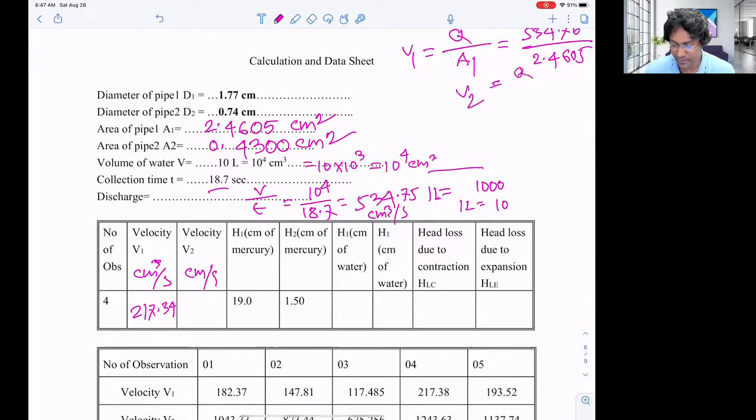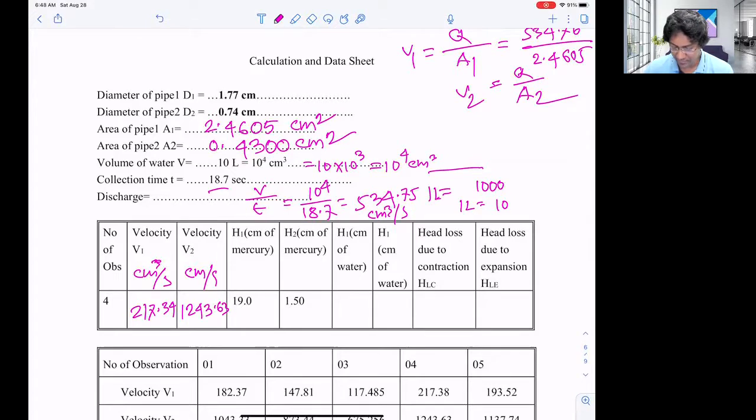And what will be V2? V2 will be the same, Q divided by A2. It will be higher, right? 534.76 divided by 0.4300, and we are going to get 1243.63. So the velocity at section 2, when we have a smaller diameter pipe, is pretty high compared to the bigger diameter pipe, right? So that's why there will be some losses.